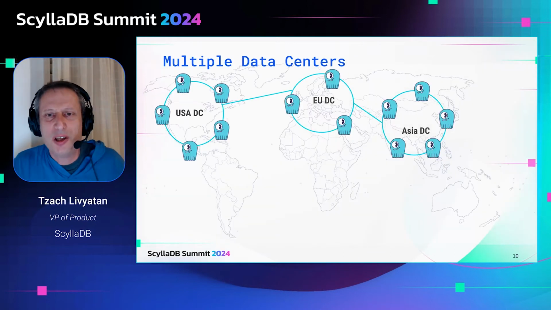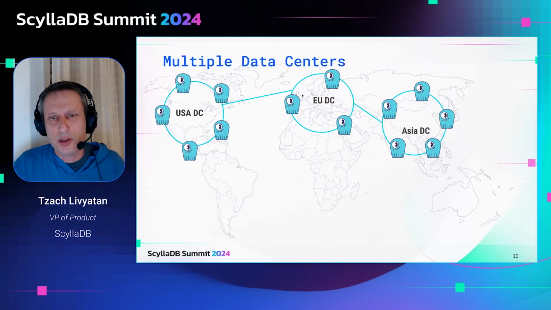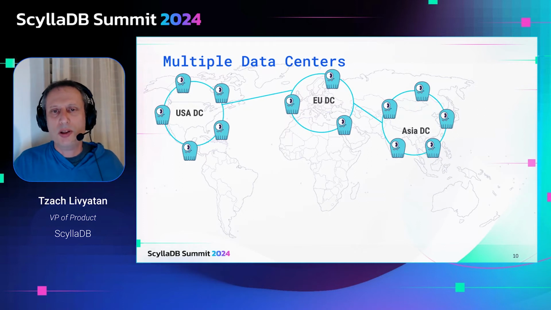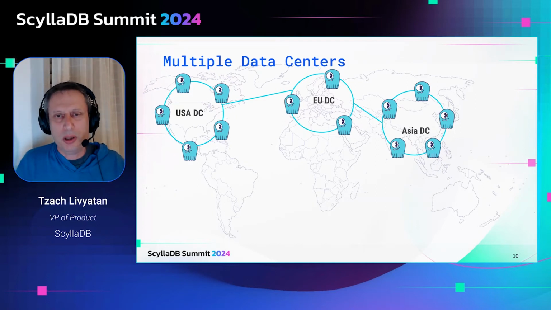And Scylla can actually be deployed not just in one data center. Very often, a user will deploy Scylla in multiple data centers. In this example, it's in the US, in Europe, and Japan. But we have customers that run even more than 3 data centers, 5 data centers, 6 data centers. Often these data centers are deployed on AWS or Azure or GCP regions. So you have a very highly replicated deployment.